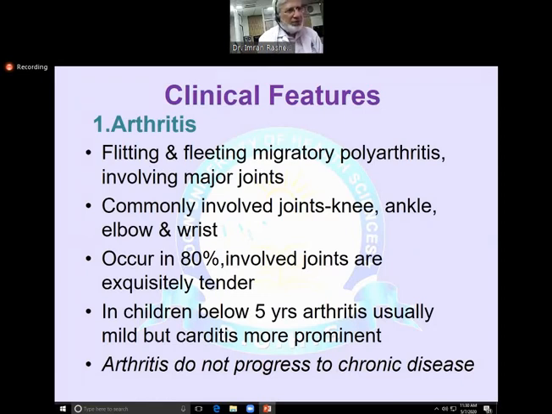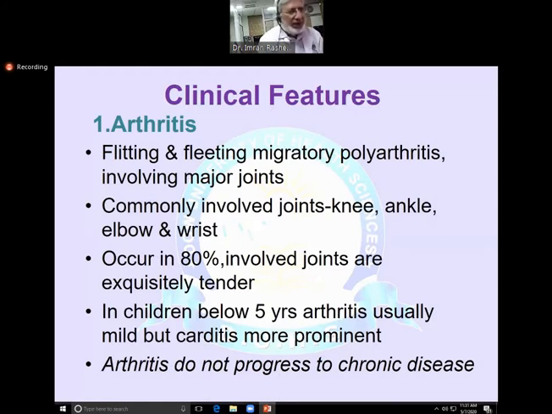So the first presentation of arthritis is that patients with this disease have flitting and fleeting migratory polyarthritis involving major joints like knee, ankle, elbow, wrist joints, etc. It occurs in 80% of cases, and the involved joints are exquisitely tender. They are very tender to touch. One of the hallmarks of rheumatic fever arthritis is that it is exquisitely tender. Even just touching the cloth of the bed sheet can result in severe tenderness. That is very typical of rheumatic fever arthritis.